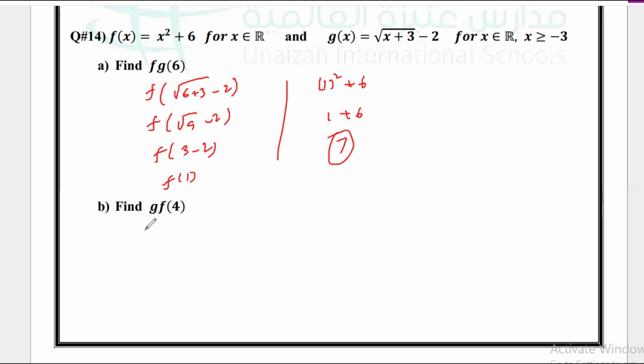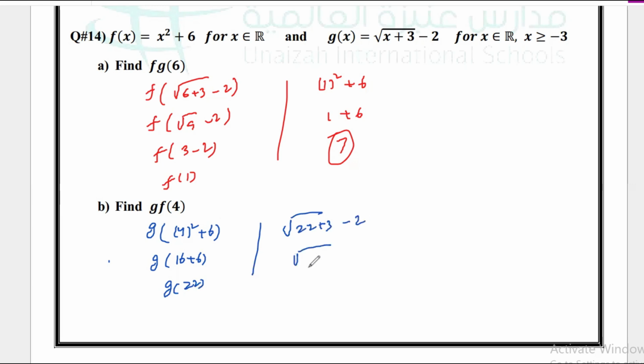Now we can check g f of 4. So for that, we can straight away apply 4 in function f: 4 whole square plus 6, which gives me 16 plus 6, which is equal to 22. Now we can apply 22 in the function g. So square root of 22 plus 3 minus 2, which is equal to square root of 25 minus 2, 5 minus 2, which is equal to 3. So we found the value.